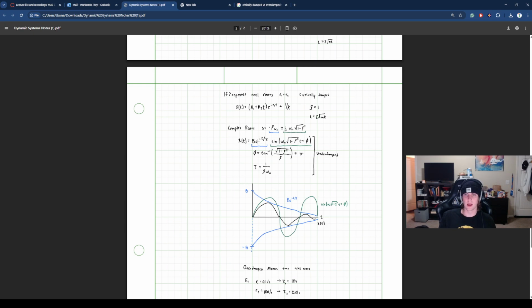a certain point, and then we can see the imaginary part of our root is what's affecting the oscillation, since it's a sine. And we can see that combining these two functions together is what actually makes up the response of our system.